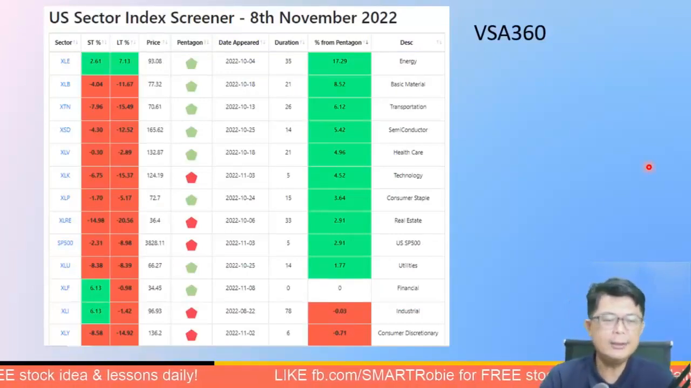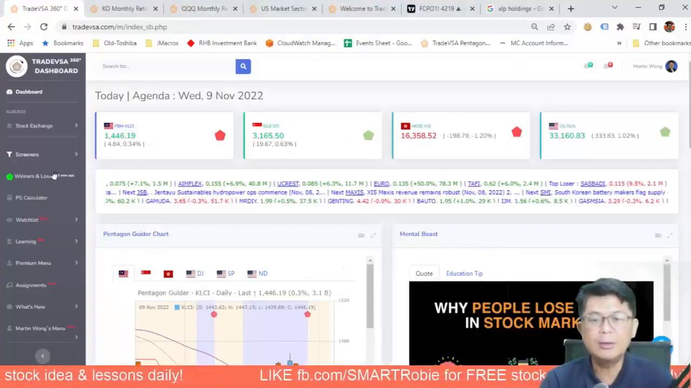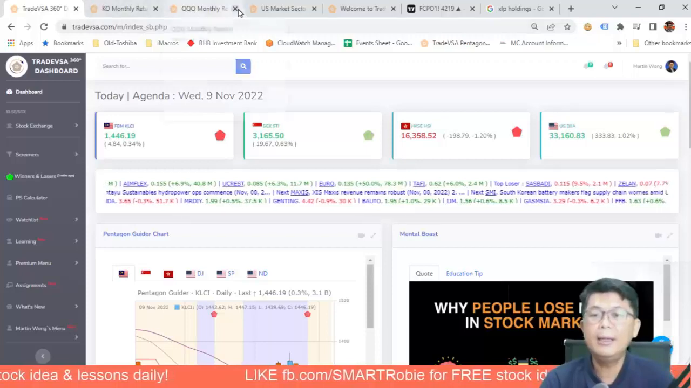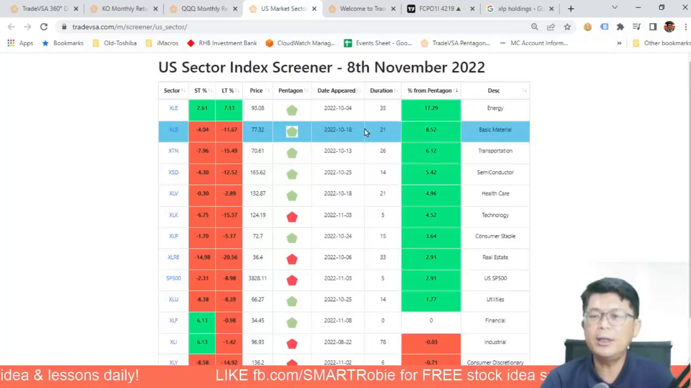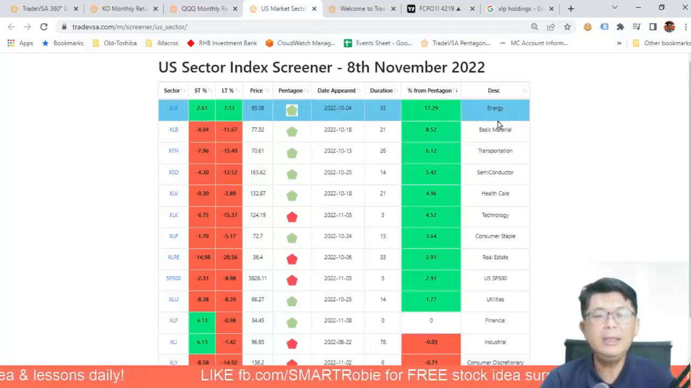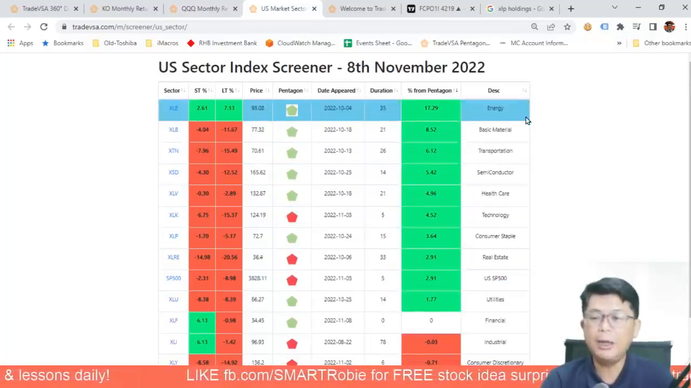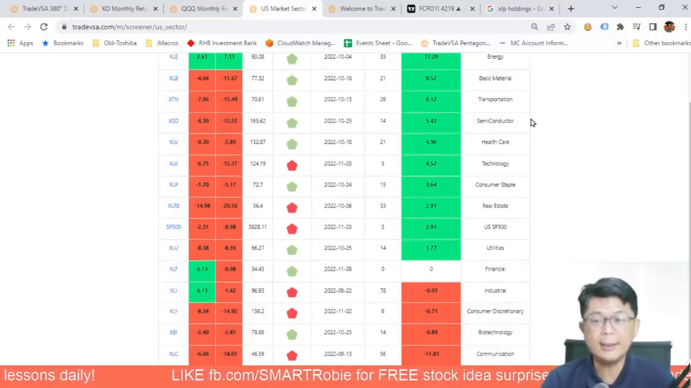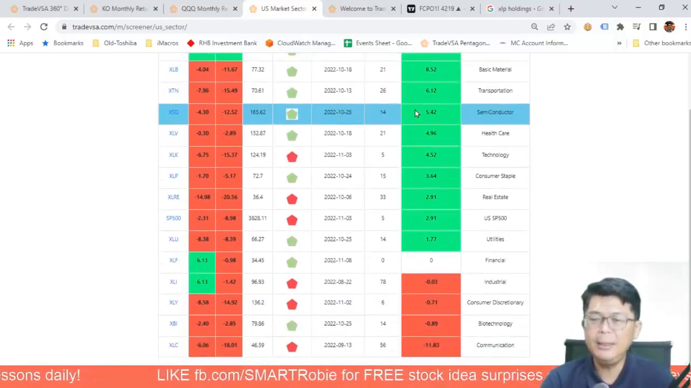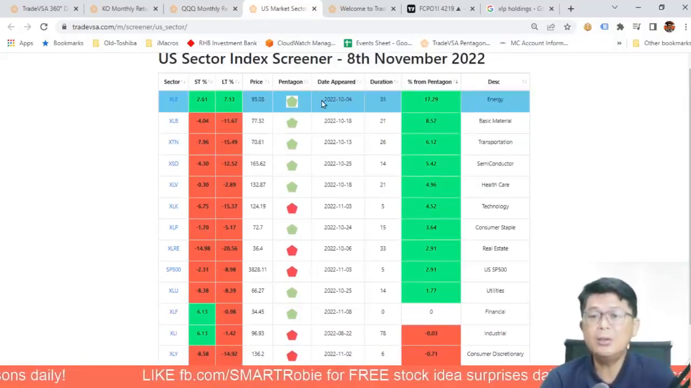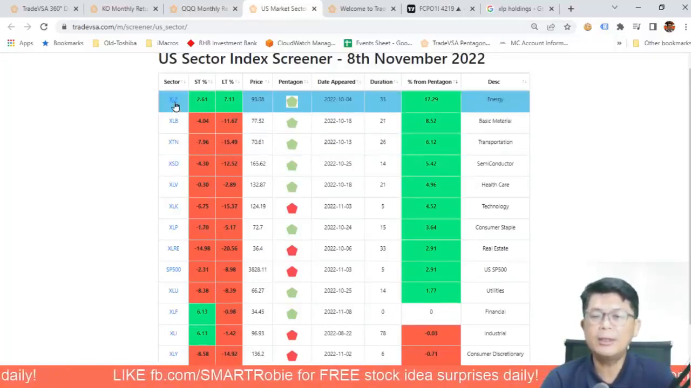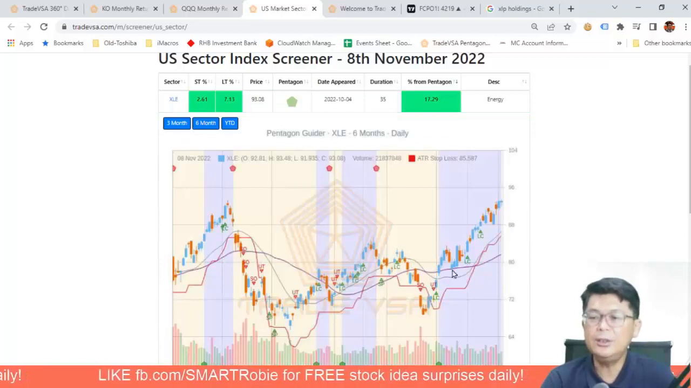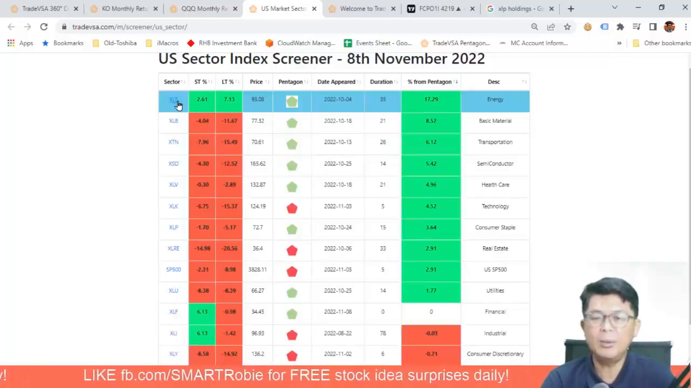Now from our VSA 360, let me just go on to our chart here. We have the US sector. This is the US sector you see here. So if you sort it out by the pentagon, some of these sectors that I like, I'm going to share with you in here. Not all the sectors are good. You can see maybe like 60% of these have turned green pentagon. The energy sector, the XLE, of course you can click on here, you can see energy continues to head upwards. That's a very nice one here.